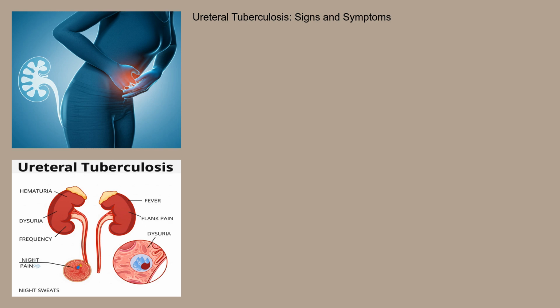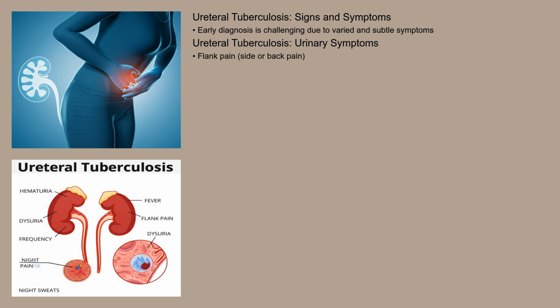The signs and symptoms of ureteral tuberculosis can be varied and often subtle, making early diagnosis challenging. Patients may experience flank pain, which is pain in the side or back. Urinary frequency and urgency are also common, as the inflamed ureter irritates the bladder. Dysuria, or painful urination, may occur. Hematuria, or blood in the urine, is another possible symptom. Some patients may present with symptoms related to systemic tuberculosis, such as fever, night sweats, weight loss, and fatigue. In advanced cases, where kidney function is severely compromised, symptoms of kidney failure, such as swelling in the legs and ankles, nausea, and loss of appetite, may develop.